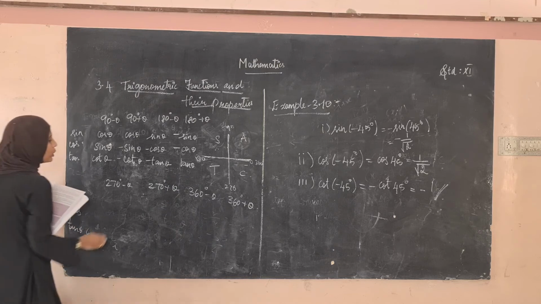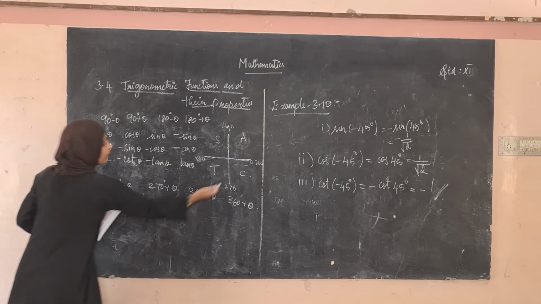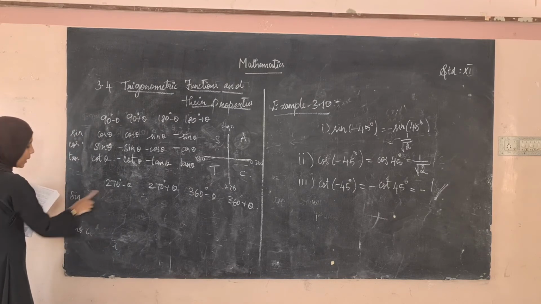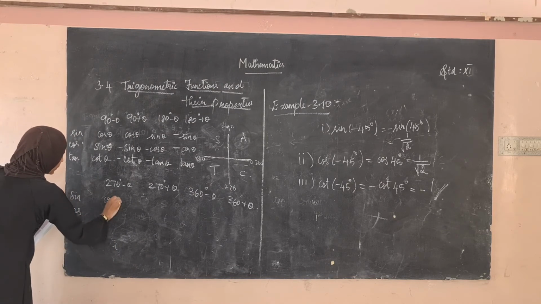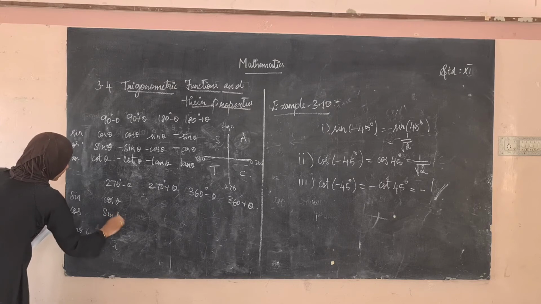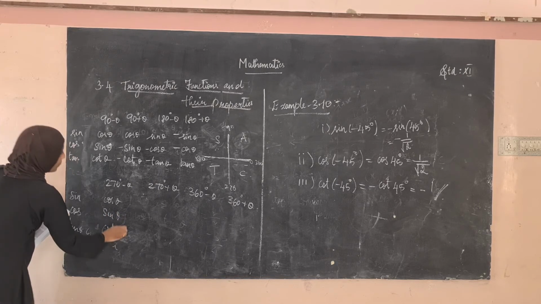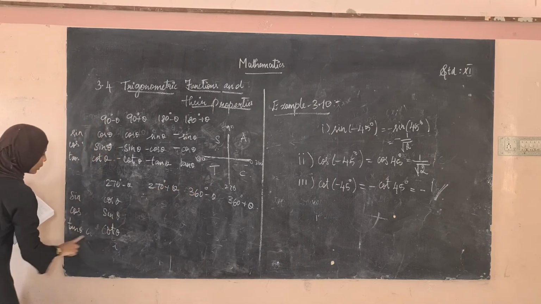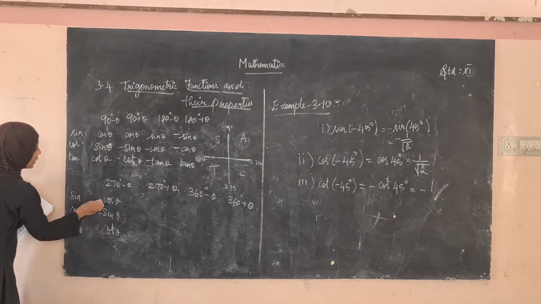So 270 minus theta. What is 270 minus theta? It is in the third quadrant. When 270 comes, the function changes. This is cos theta, this is sin theta, and this is cot theta. So 270 minus theta is in the third quadrant. Only tan is positive. Other two things are negative.